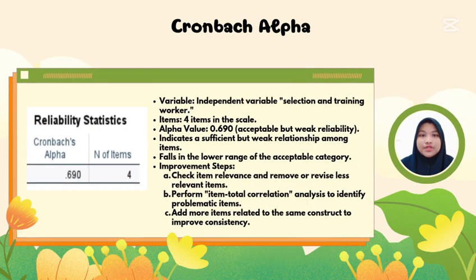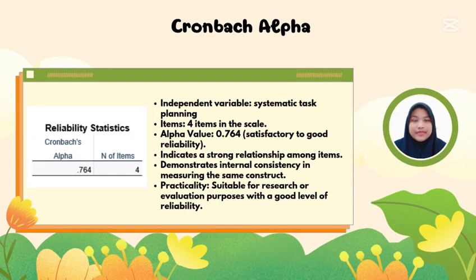Independent variable is selection and training workers, has 4 items in this scale. Alpha value 0.690, acceptable but weak reliability, indicating a sufficient but weak relationship among items and falls in the lower range of the acceptable category. Independent variable is systematic task planning and has 4 items in this scale. Alpha value is 0.764, satisfactory to good reliability, indicating a strong relationship among items, demonstrating internal consistency in measuring the same construct, suitable for research or evaluation purposes with a good level of reliability.